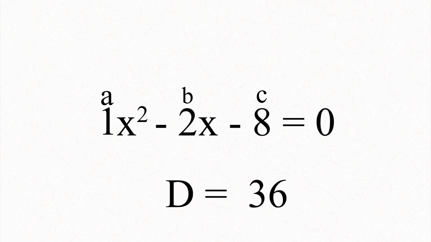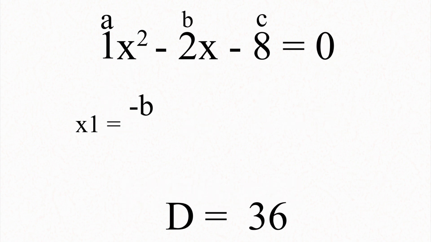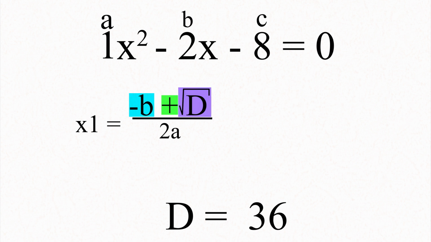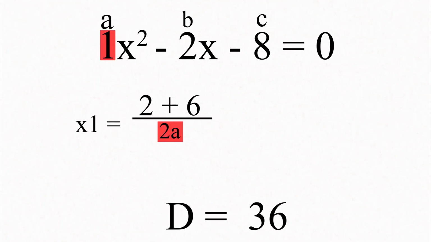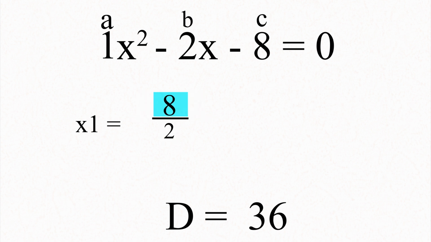Now apply the quadratic formula. x1 equals minus b plus root of the discriminant, divided by 2a. Minus b is minus 2. Minus times minus is plus, so it's just 2. Discriminant is 36, so root of 36 is 6. 2a, a is 1, so it's just 2. So we get 2 plus 6 divided by 2. 2 plus 6 is 8, and 8 divided by 2 is 4. So the first x is 4.